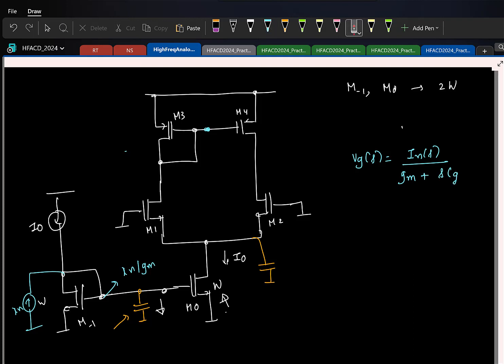So if the capacitance is large, at high frequencies the noise voltage here is going to drop. Is it good or bad? Good, right? Simply speaking, what is the point of this gate voltage here? What is this gate doing here? It is only there for biasing this at a particular current. So as long as this voltage is fixed, we are okay.